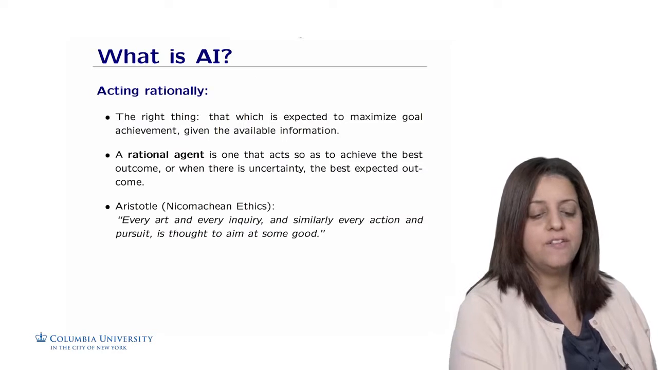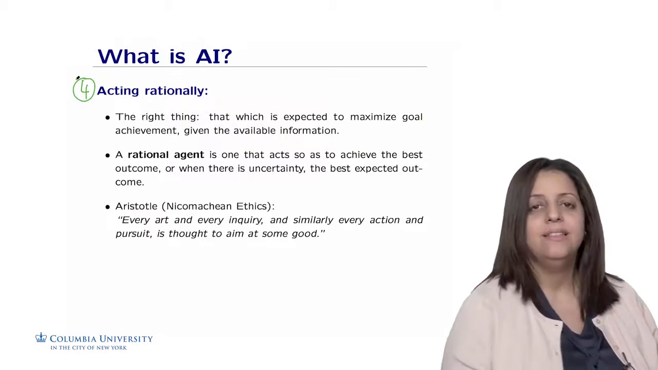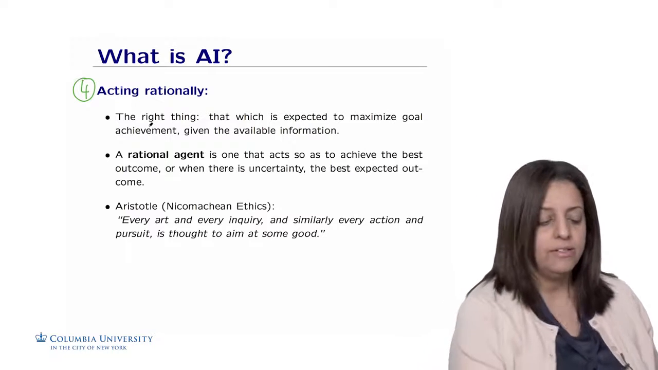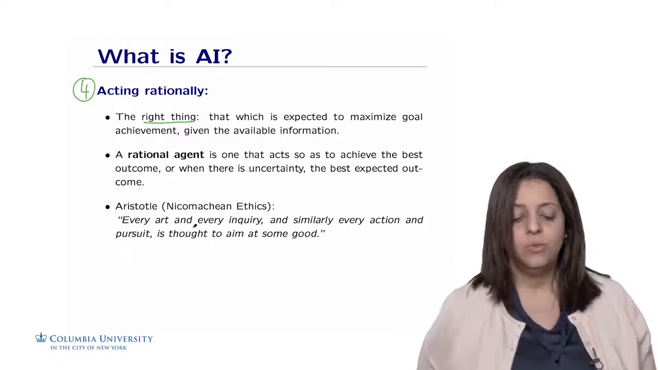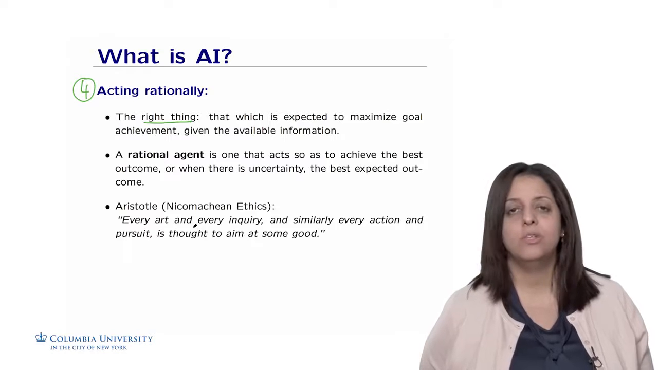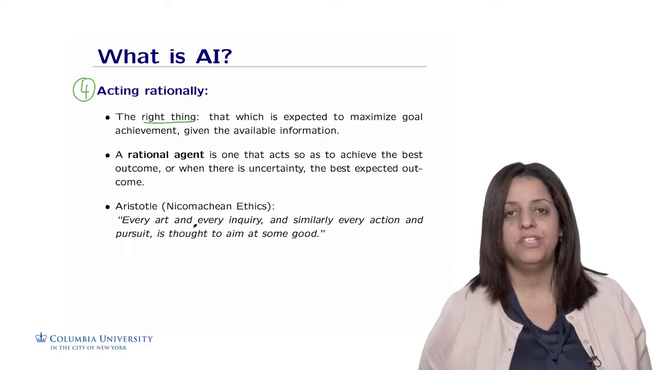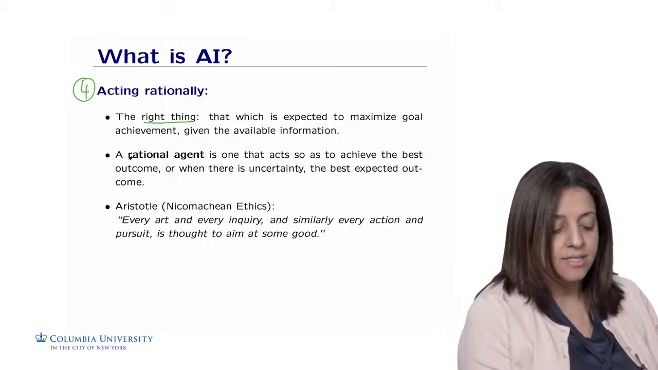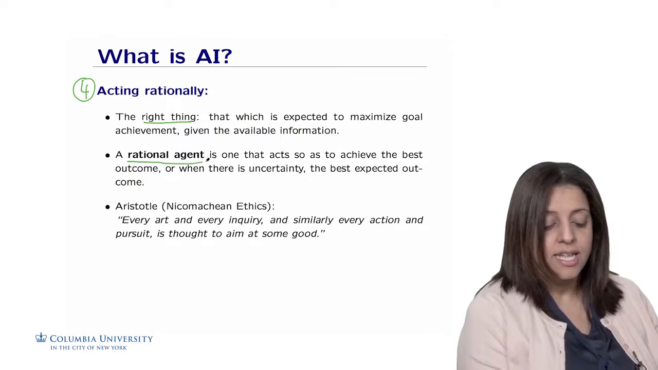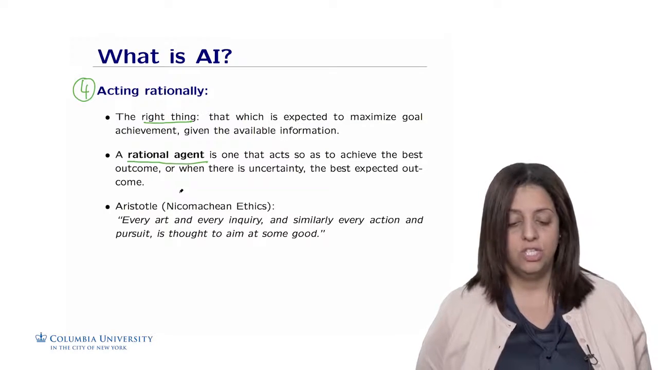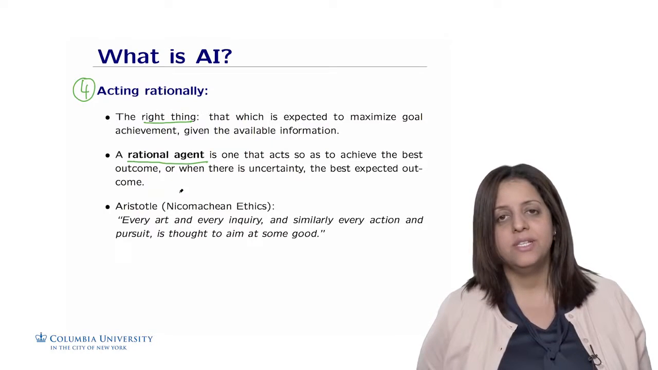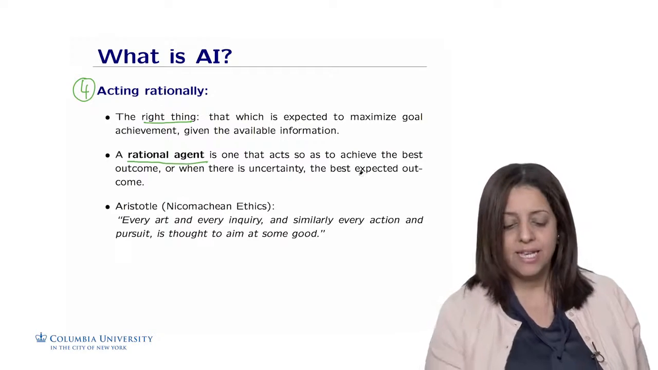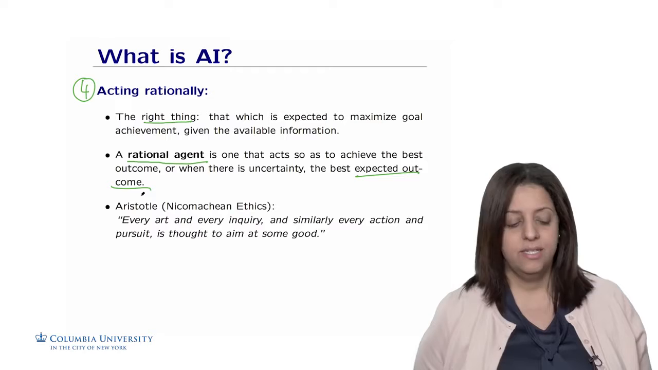And finally, the last school of thought is about acting rationally: designing intelligent systems that act to maximize their goal. It's about agents that do the right thing, which is what is expected to maximize goal achievement given the available information about the environment, the background knowledge, etc. So in this school of thought we want to devise rational agents, that is, agents that act to achieve the best outcome when there is a stochastic environment and uncertainty. We want to achieve the best expected outcome.